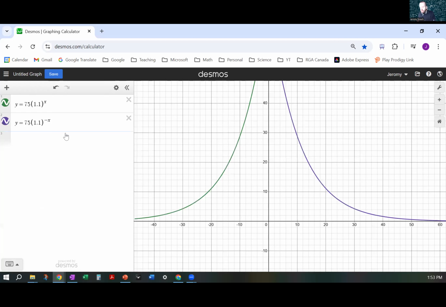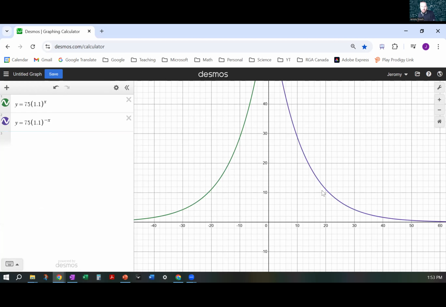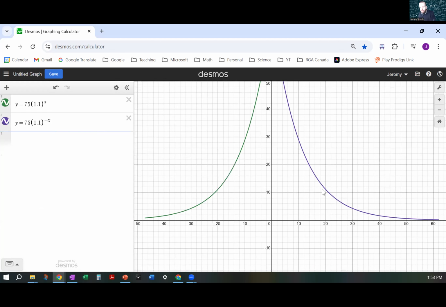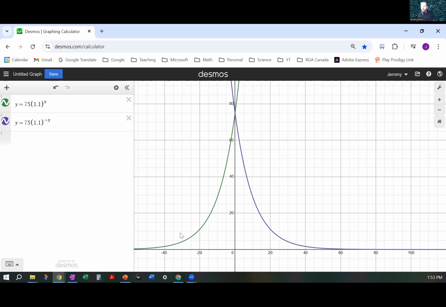All right, so C is the green and D is the purple. The green is going up, so it's increasing. The purple is going down and it's decreasing. Because we have a negative exponent, our graph is going down there.